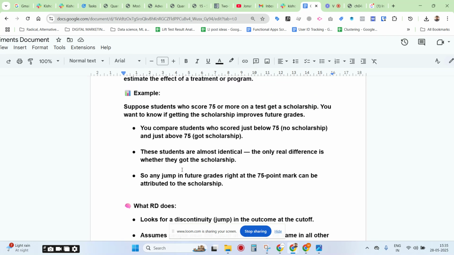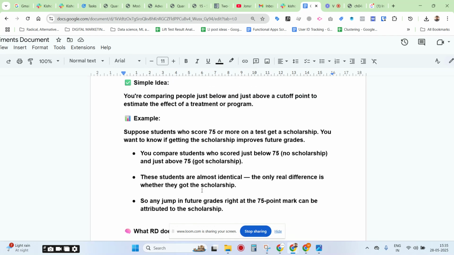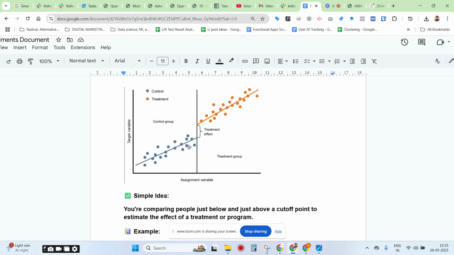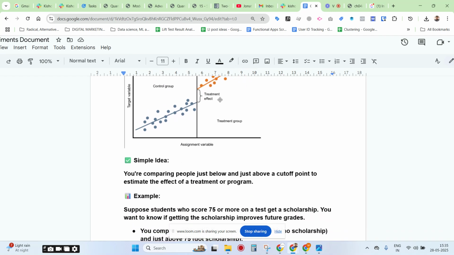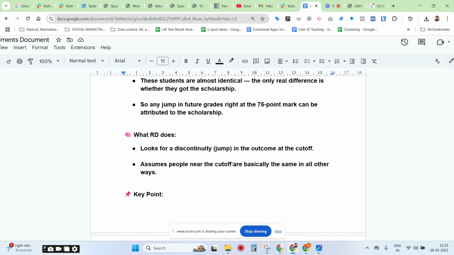So any jump in the future grades right at the 75 point mark can be attributed to the scholarship. So that's the whole point. Very similar students, now, if they have got a scholarship, you're trying to understand whether or not that actually helps improve future grades. So that's basically a discontinuity.